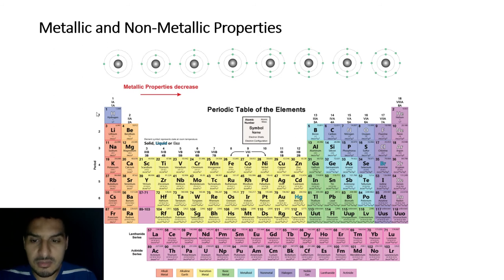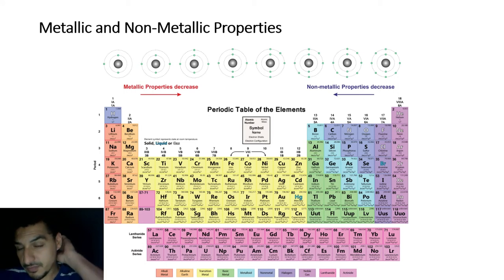Again, I'm concerned with the A groups 1, 2, 3, 4, 5, 6, 7. So metallic properties decrease as you go to the right, and the non-metallic properties decrease as you go from right to left. You'd expect that there is something in between that will not be totally metal or totally non-metal. So this is a metal, this is a metal, this is non-metal, and this is non-metal.